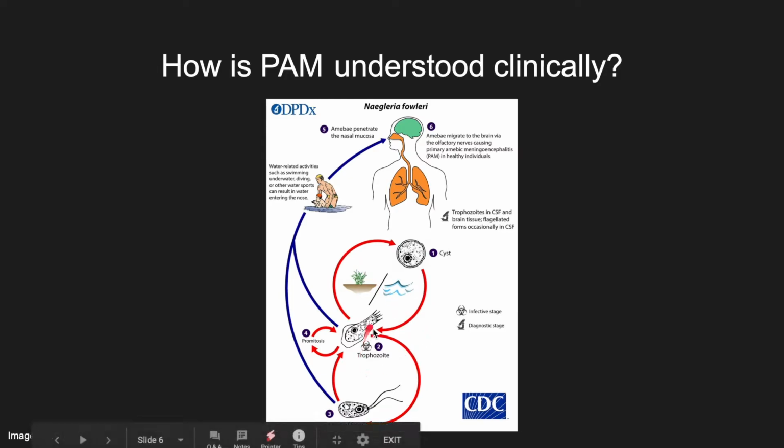here it just shows them becoming their trophozoite states, and that's what you saw in the video that I showed you. It shows a little hazard sign because this is when they are most lethal, I guess. And yeah, so water-related activities such as swimming, underwater diving, and other water sports can result in water entering the nose, and then here you see how it migrates. So yeah, not good for you.